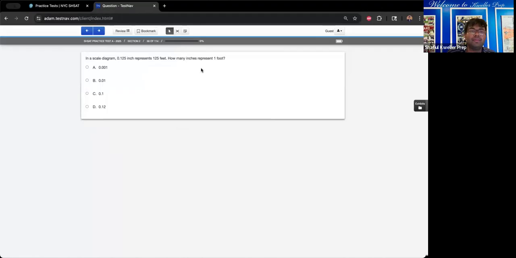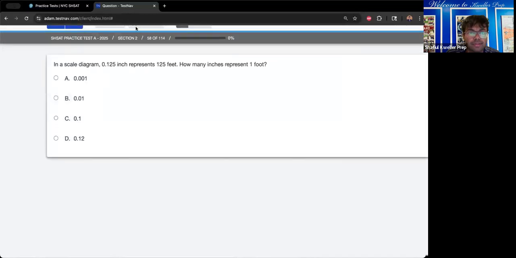Okay, in a scale diagram, 0.125 inches represents 125 feet. How many inches represent 1 foot? You just have to divide, right? So set up the ratio. Let me zoom in a bit. Okay, you guys are able to see it. So 0.125 inches represents 125 feet. How many inches represent 1 foot? So this is just a simple ratio question. You want to see how many inches, X inches, represent 1 foot.